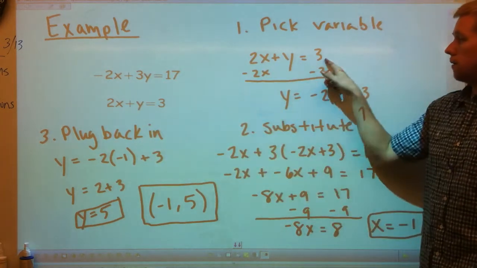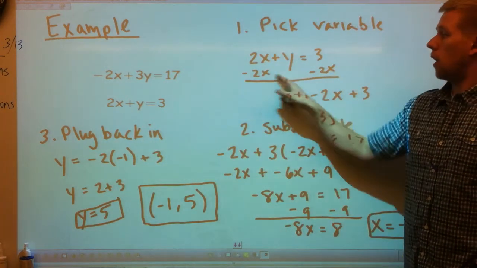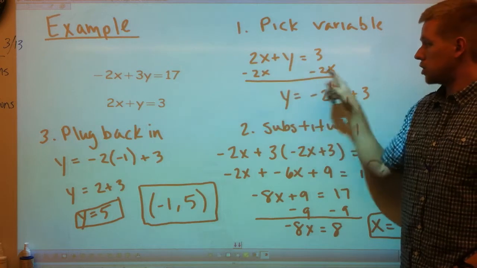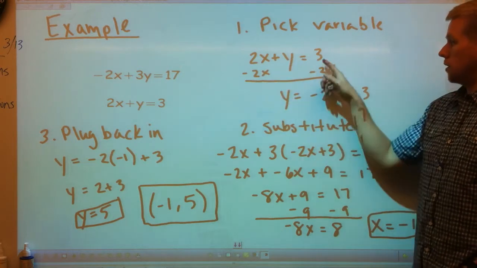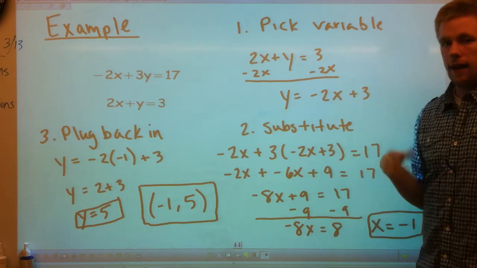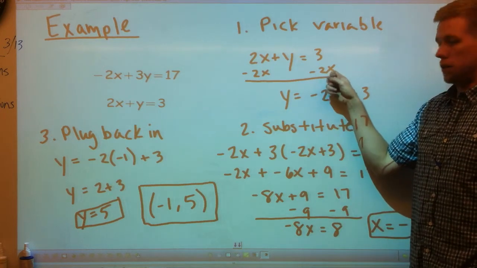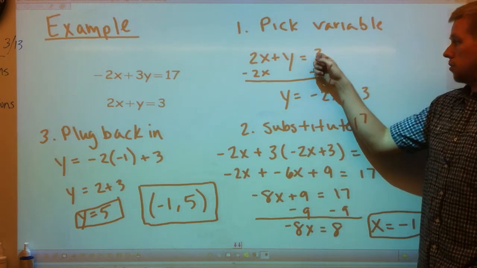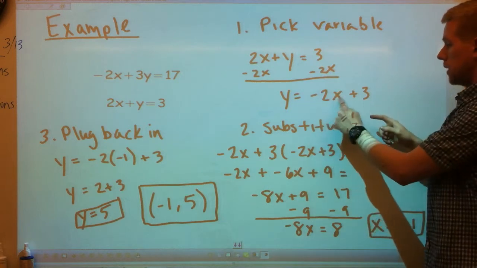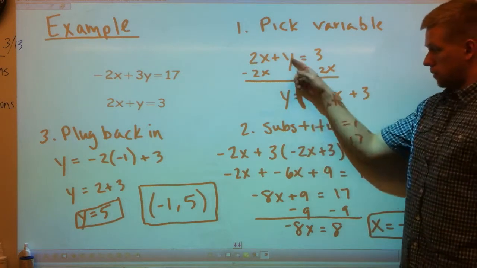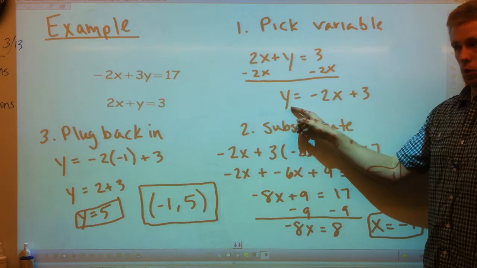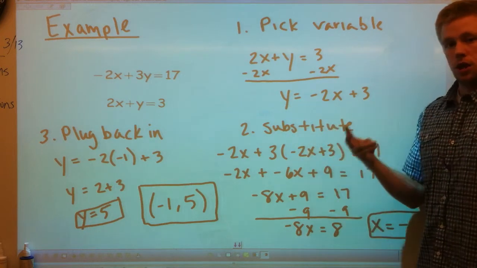So I'm going to pick that over here. I subtract everything away from this y. So I subtract 2x on both sides. When I do 3 minus 2x, I can't combine them because there's an x with this 2. So I just rewrite it, negative 2x plus 3. That's equal to y, which is what I wanted. I solved for one letter. That was y.